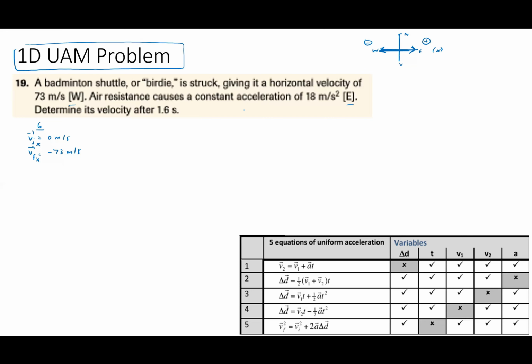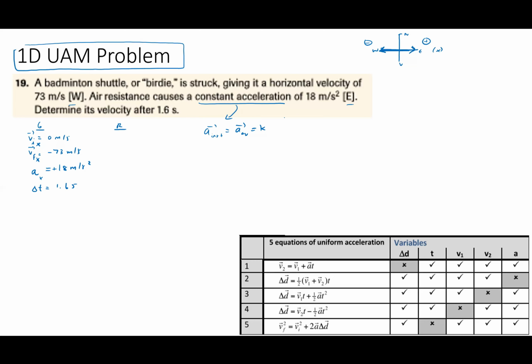Air resistance causes a constant acceleration of 18 meters per second squared. So the acceleration is constant, right? And you can think about this as average acceleration, guys. It's basically 18 meters per second squared. And that's one of the reasons for constant acceleration: the instantaneous acceleration is equal to the average, which is equal to some kind of value k, which is the constant. Now this is going east, so that's why I made it positive. You want to find its velocity after 1.6 seconds. So we're given the time interval here, it's 1.6 seconds. Now that we've written out our givens, we want to figure out our required value, or what we're trying to find, and what we're trying to find here is its velocity after 1.6 seconds, okay?